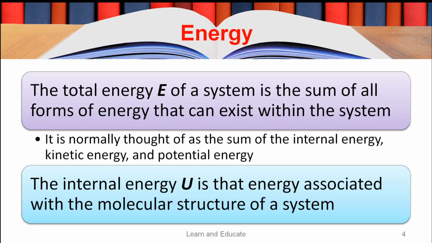So total energy, usually denoted by uppercase E of a system, is a sum of all forms of energy that can exist within the system. Sum of all forms of energy. It could be kinetic energy, potential energy, or internal energy. We will define that internal energy later. So internal energy is that energy associated with the molecular structure of a system.